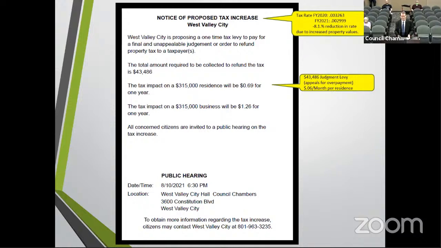So today, as we consider this, the impact of that $43,000 on a home that's worth $315,000 is about 69 cents for 1 year. So it's not really a big deal. On a business, it would be $1.26. Most people won't even notice that because of all the other entities that are involved in the property tax. And what it does is it does keep West Valley City's revenue flat this year for property tax collections. With that, I'd be happy to take questions or whatever the council desires.